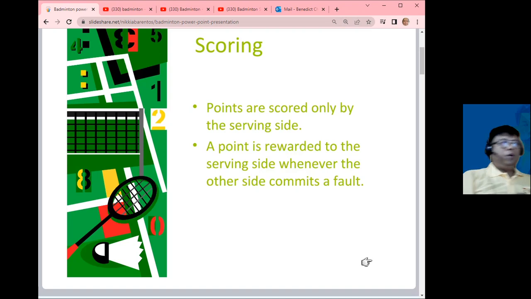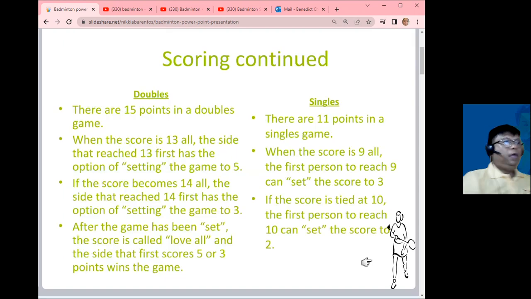Scoring is also going to be included, wherein points are scored only by the serving side, and a point is rewarded to the serving side whenever the other side commits a fault. Please be guided that the scoring in badminton would be as follows. In doubles, you should be able to reach 15 points, but now I think it is already adapting to the 21 points.